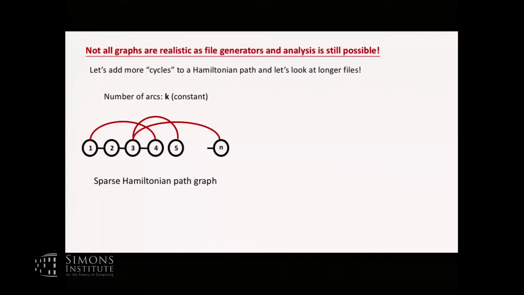And we did a due diligence of checking the literature on bandwidth problems. What about graphs that look like a bunch of cycles that are stacked on top of a Hamiltonian path? And we call them sparse Hamiltonian path graphs. Why is this a good model for a file system? Because I think it is a good model. And the insight you can get from these graphs is actually very, very useful.